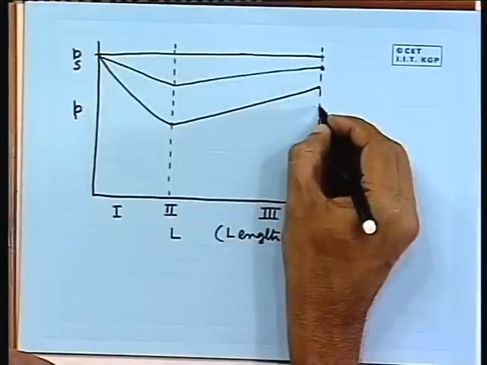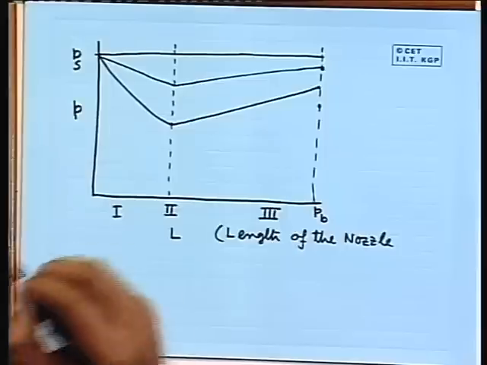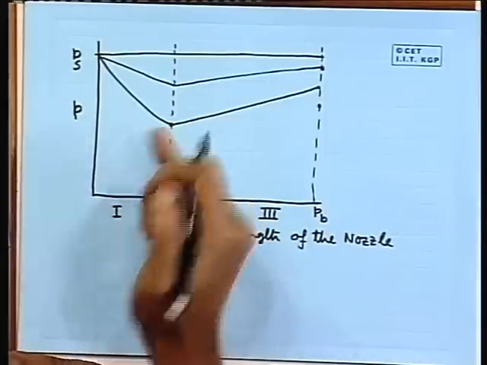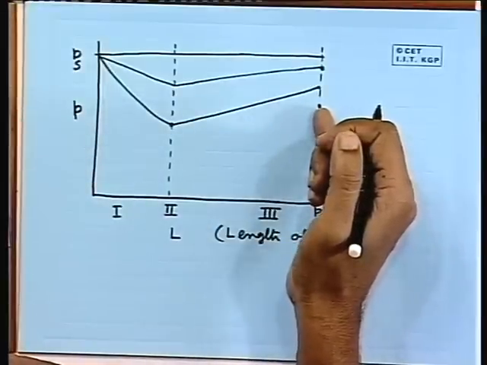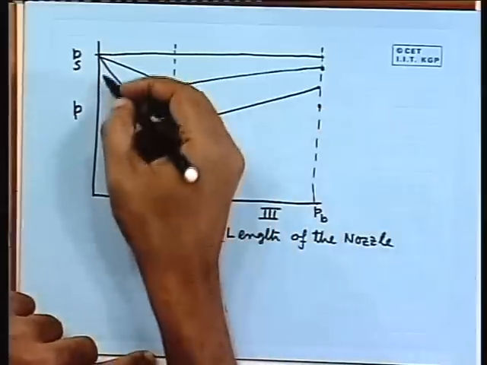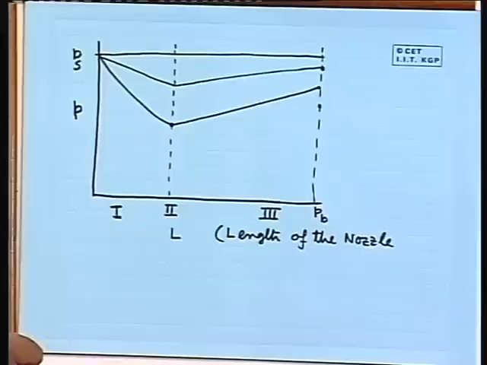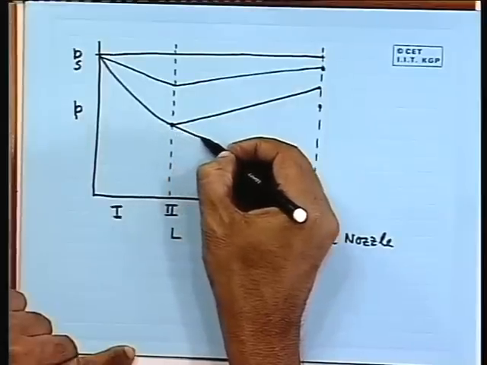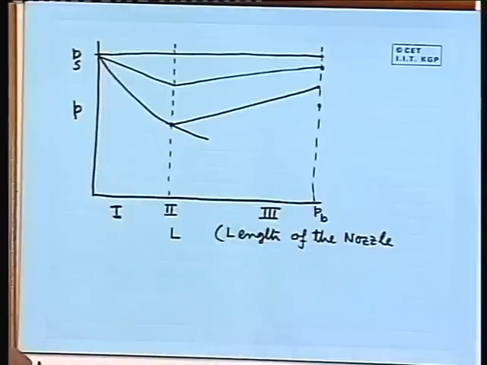But let us say your back pressure is somewhere here. So, once you have reached the sonic velocity at the throat, after that if you reduce the back pressure further, there will not be any change in section 1, and you will continue about the same line of expansion even in the divergent section 3.